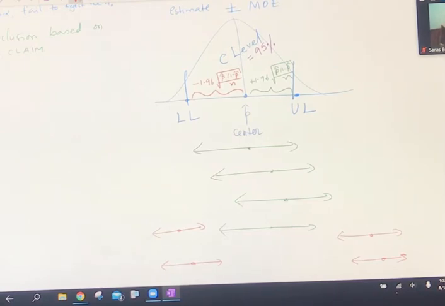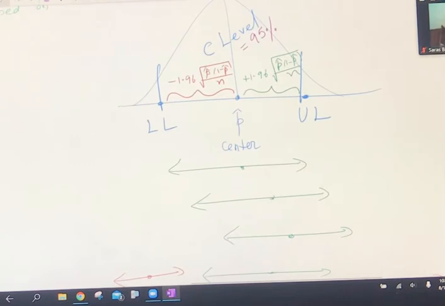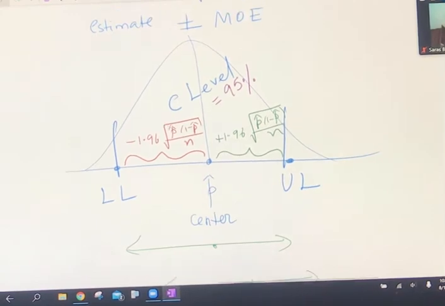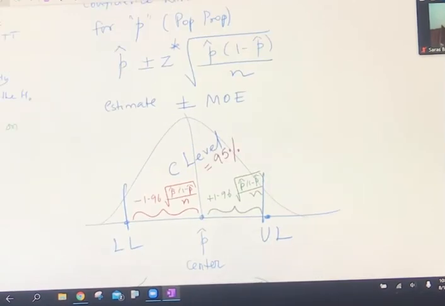Okay. All right. So now this is the formula that you need to remember, which is p hat minus 1.96 times the square root of p hat times 1 minus p hat over n, and the upper cutoff point is going to be with the plus sign.